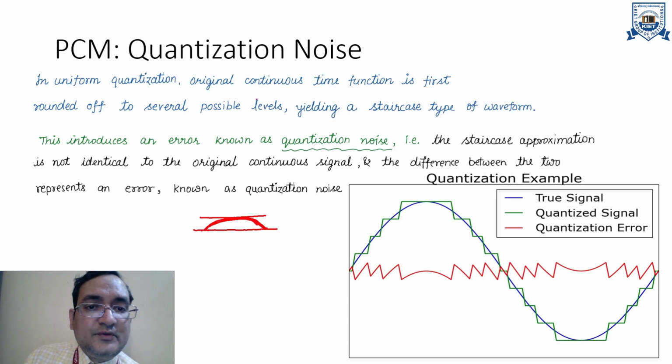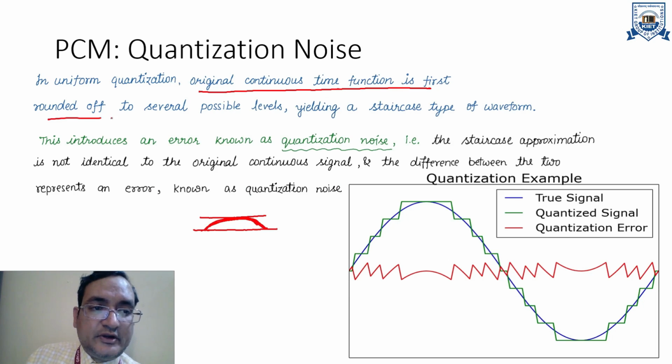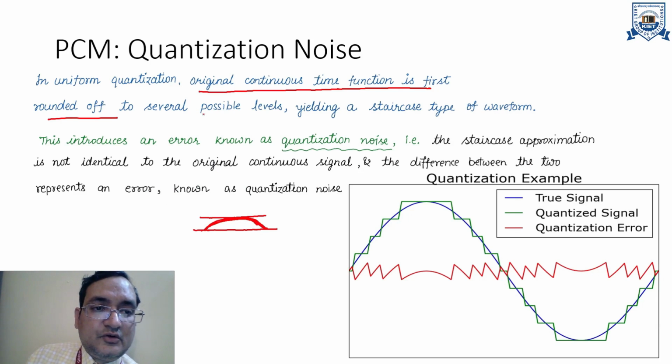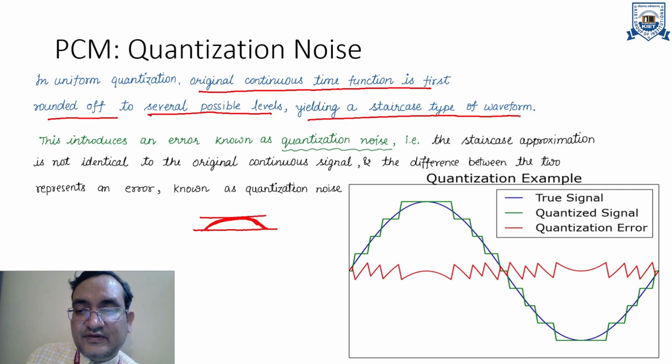So in uniform quantization, the original continuous time function is first rounded off. That rounded off means you are just rounding all the values between, say, 0 to 1 or minus 1 to 0. From this picture you can clearly see that towards the level minus 0.5, which is 3, this is the round off process to several possible levels, yielding a staircase type of waveform. This introduces an error known as quantization noise. This is the pictorial presentation of quantization noise.